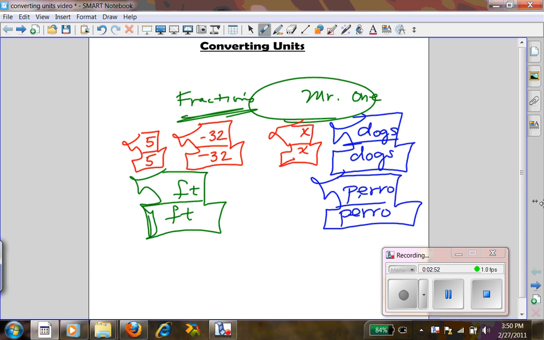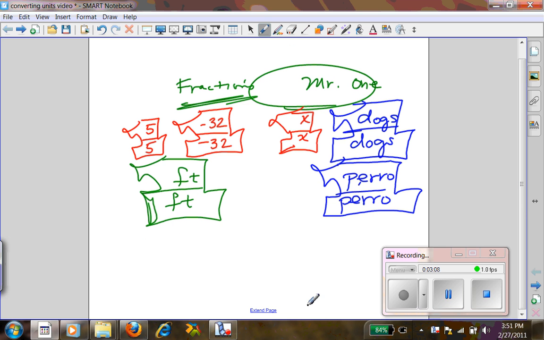The moral of the story is, as long as you have the same thing on top, whether it's numbers, whether it's variables, whether it's words, as long as you have the same thing on top as you do on the bottom, that makes Mr. 1. Okay, now remember that. Now let's go back to simple idea.